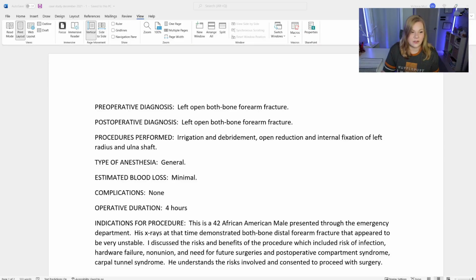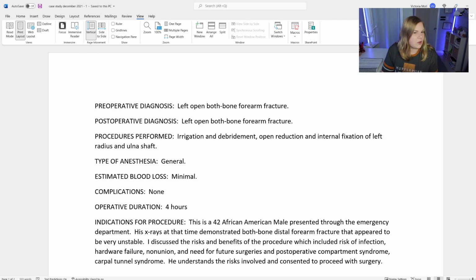For this case, you're going to need your ICD-10-CM book and your CPT book for 2022, because I'm actually just going to go ahead and start 2022. The codes, though, would be the same if you are still using a 2021 book. So we're looking at our surgical operative report.